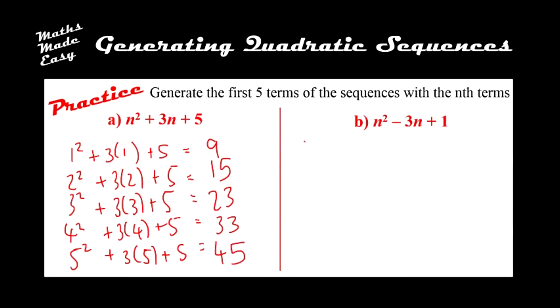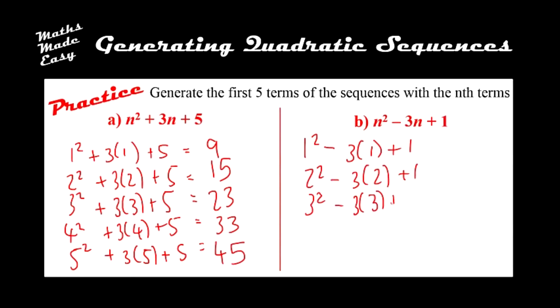For this second one, similar idea. So we've got 1 squared. We've got to be really careful here. You've got to subtract 3 lots of 1, not add, plus 1. We've got 2 squared, subtract 3 lots of 2, plus 1. 3 squared, subtract 3 lots of 3, plus 1. 4 squared, subtract 3 lots of 4, plus 1. And finally 5 squared, subtract 3 lots of 5, plus 1.